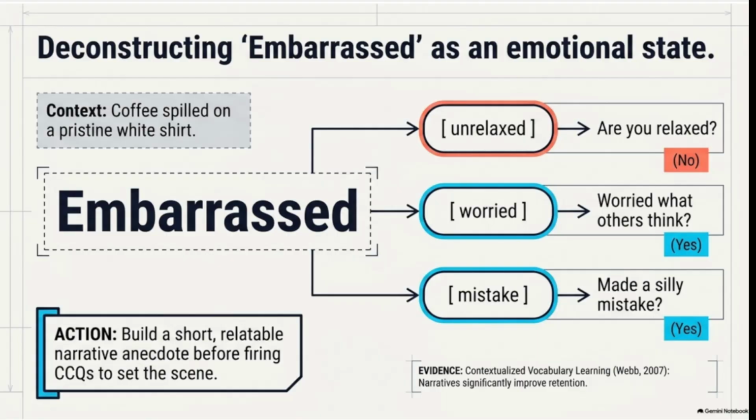We might ask, how does he feel? Students may say, bad, worried, sad. If they cannot produce the target word, we give it to them. He feels embarrassed. Now we check meaning. Ask, is he relaxed? No. Is he worried about what people think? Yes. Did he make a silly mistake? Yes.